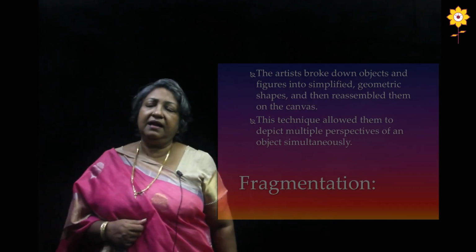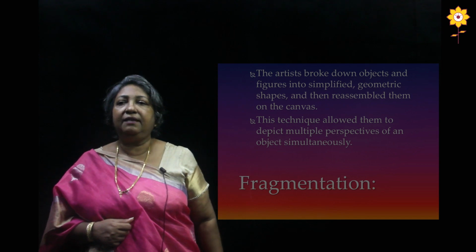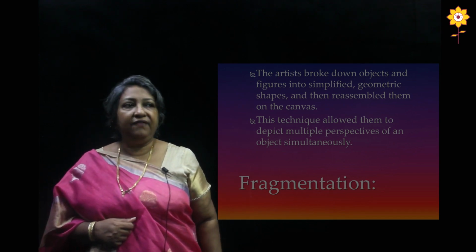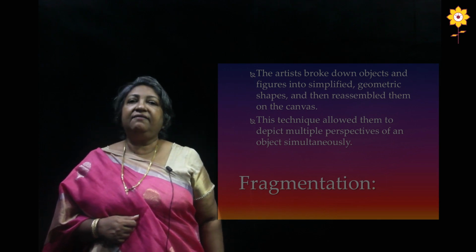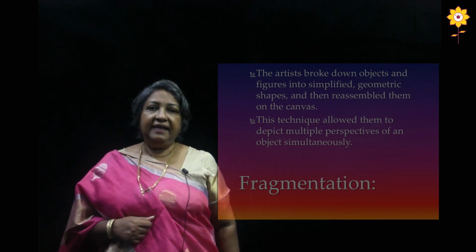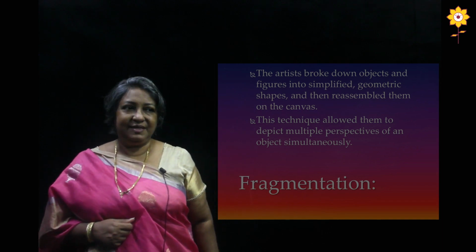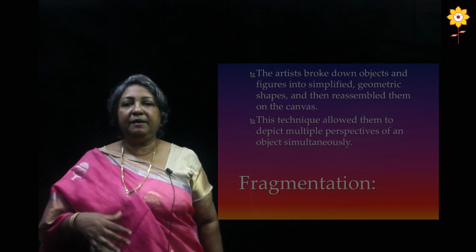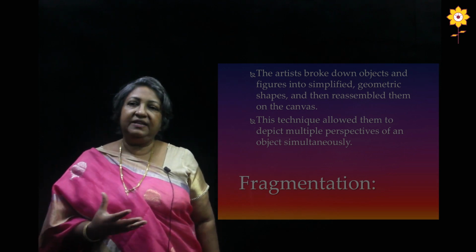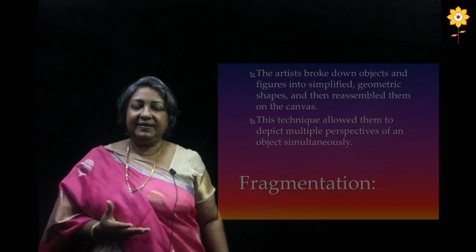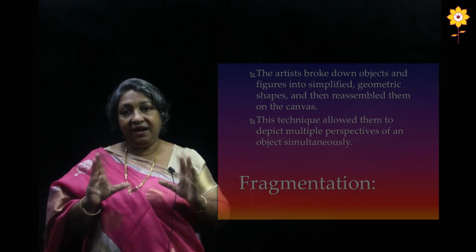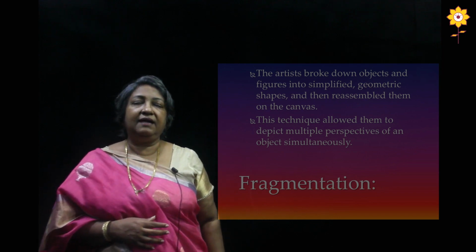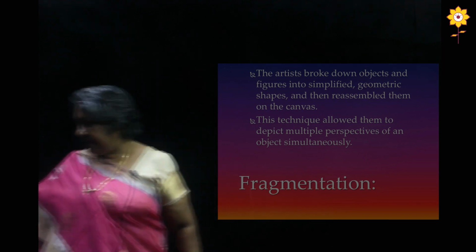Now fragmentation is another important element in Cubist art. Here objects are broken down into figures, simplified and given a geometrical shape, and they are assembled back on the canvas. Again the objective is a multiple perspective of the object simultaneously. So it is not one after another. In one expression itself, one can view the art expression from a multiple perspective.